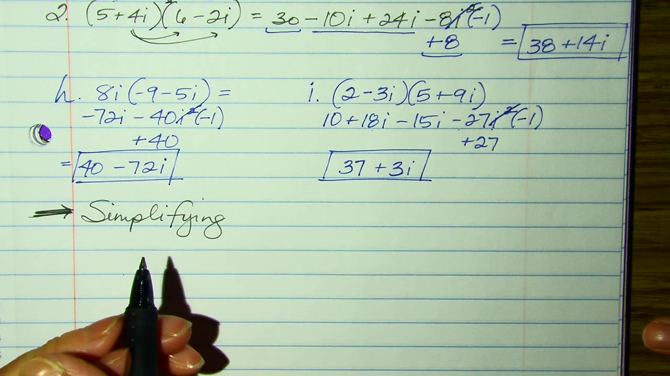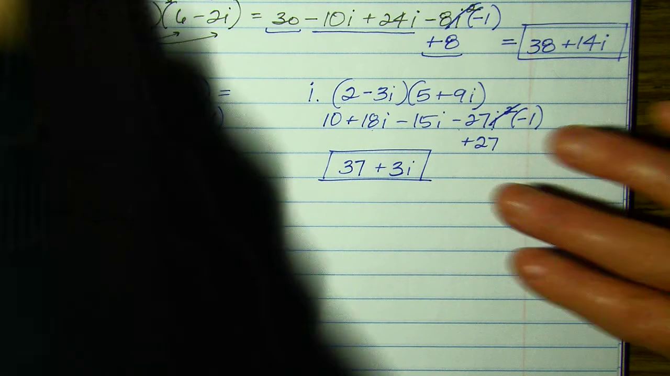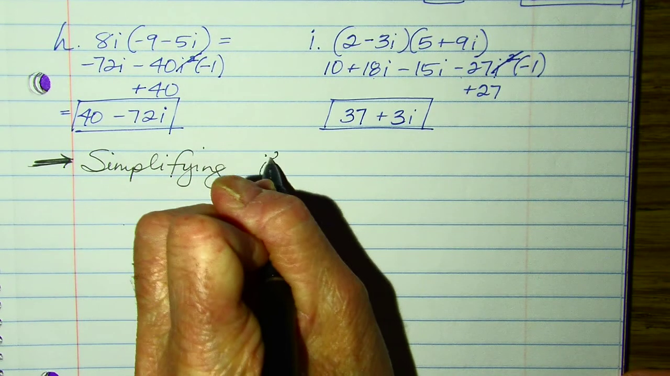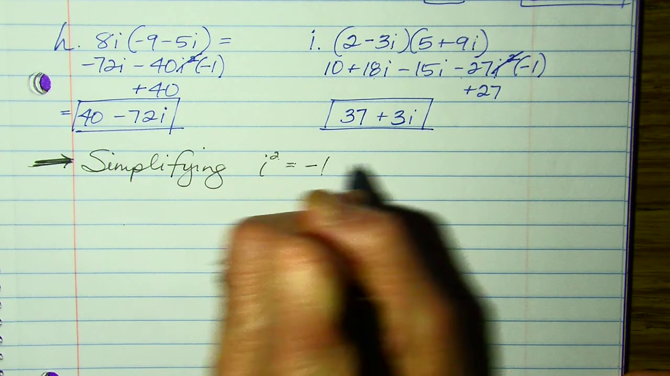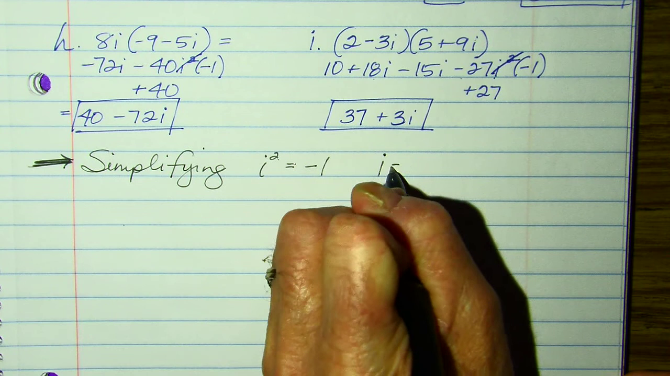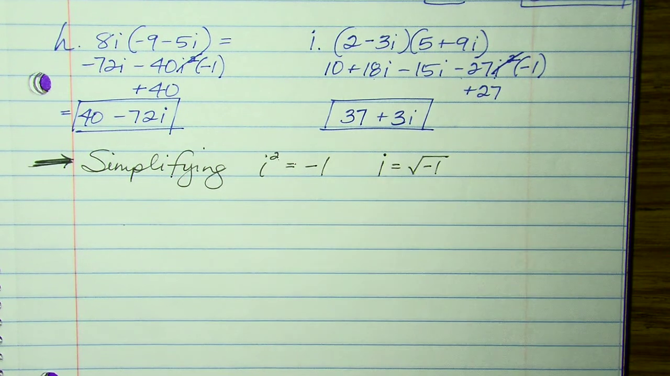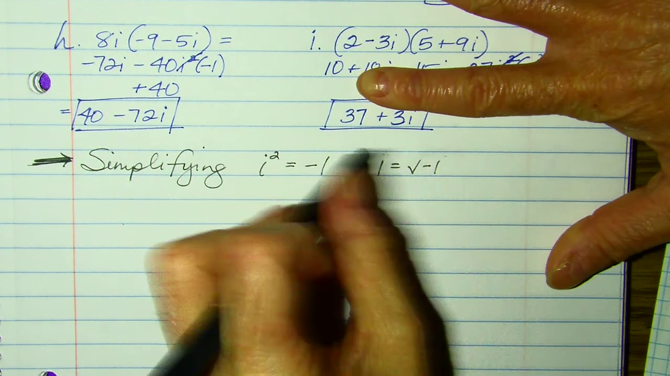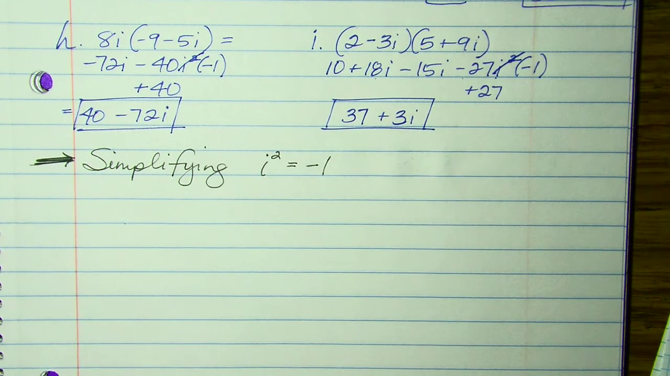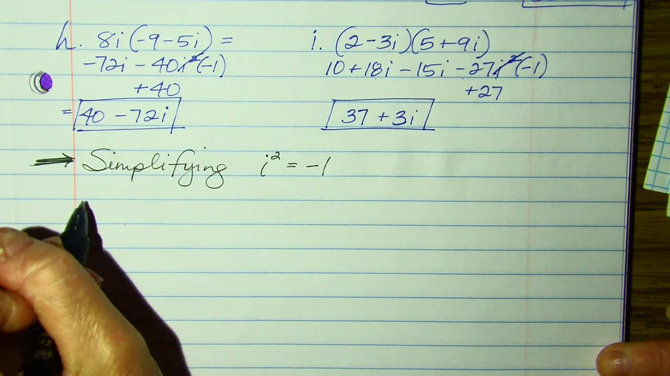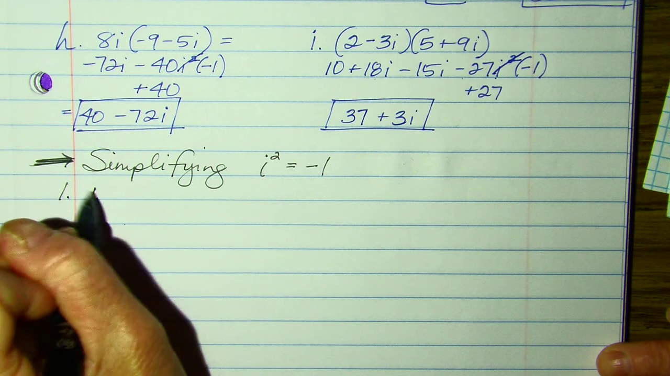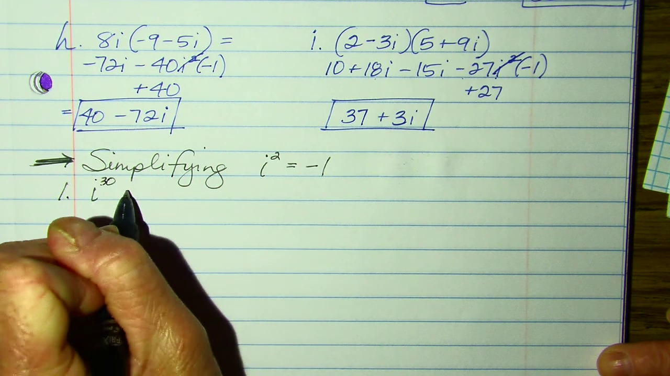So, I know that i squared equals negative 1, and I know that i equals the square root of negative 1. And I don't even think you need all of that. You don't even need this part of the information. So let's simplify the following. So let's say I have i to the 30th.